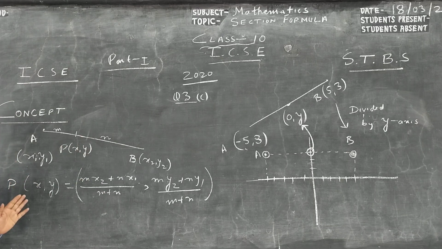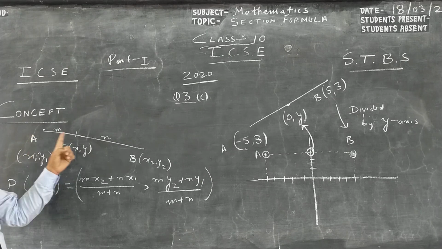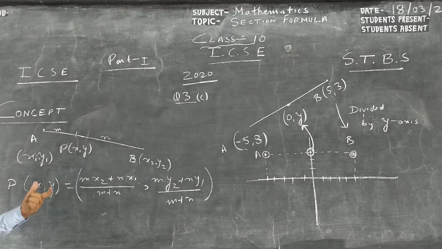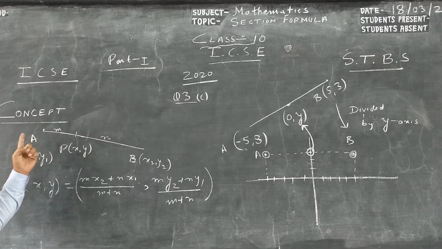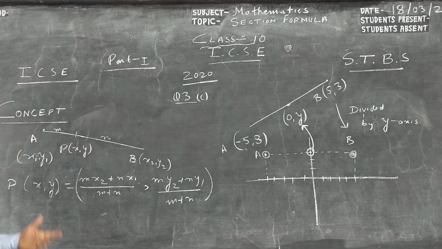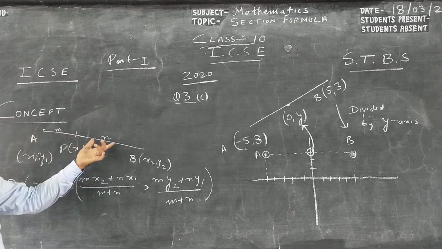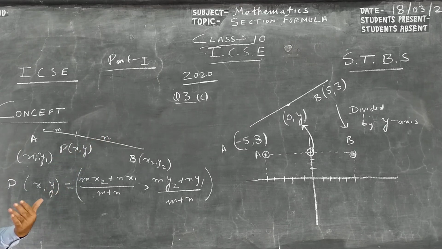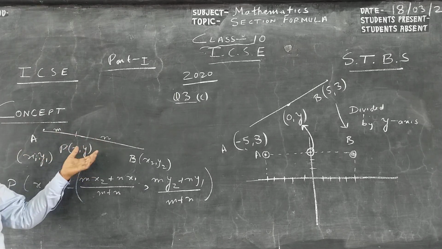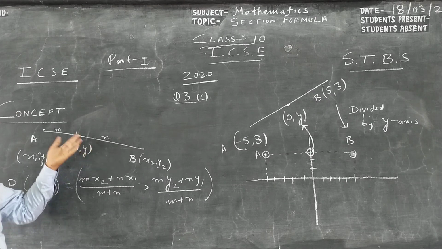Once more, section formula means you have to find the coordinate of a point which divides a given 2 points in a certain ratio. So we have to find the coordinate of x and y which divides point A (x1, y1) and point B (x2, y2) in the ratio m is to n. These 2 coordinates will be given and this ratio will be given. But since this is class 10 ICSE, sometimes you have to find the ratio, sometimes one of the coordinates is given and the other you have to find.